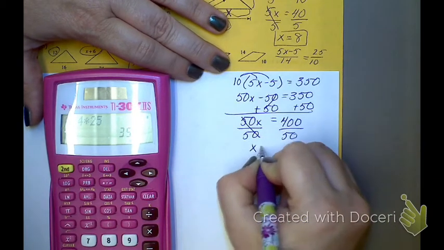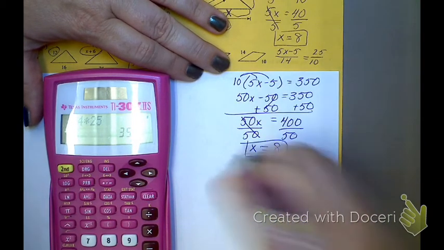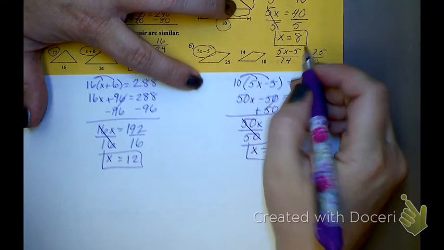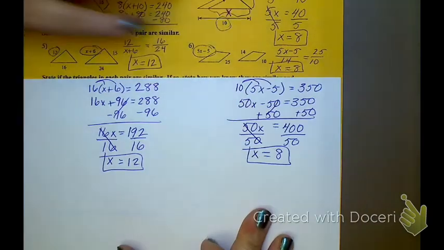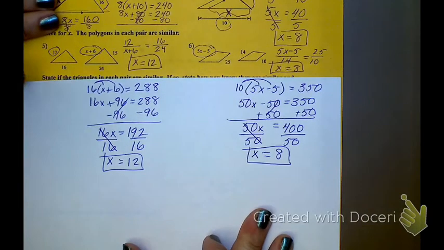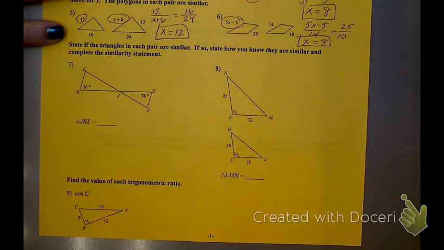And x equals 8 for this problem. So for number 6, I get x equals 8. So we got a lot of cross multiplying in these problems. Okay? All right. Next problem.